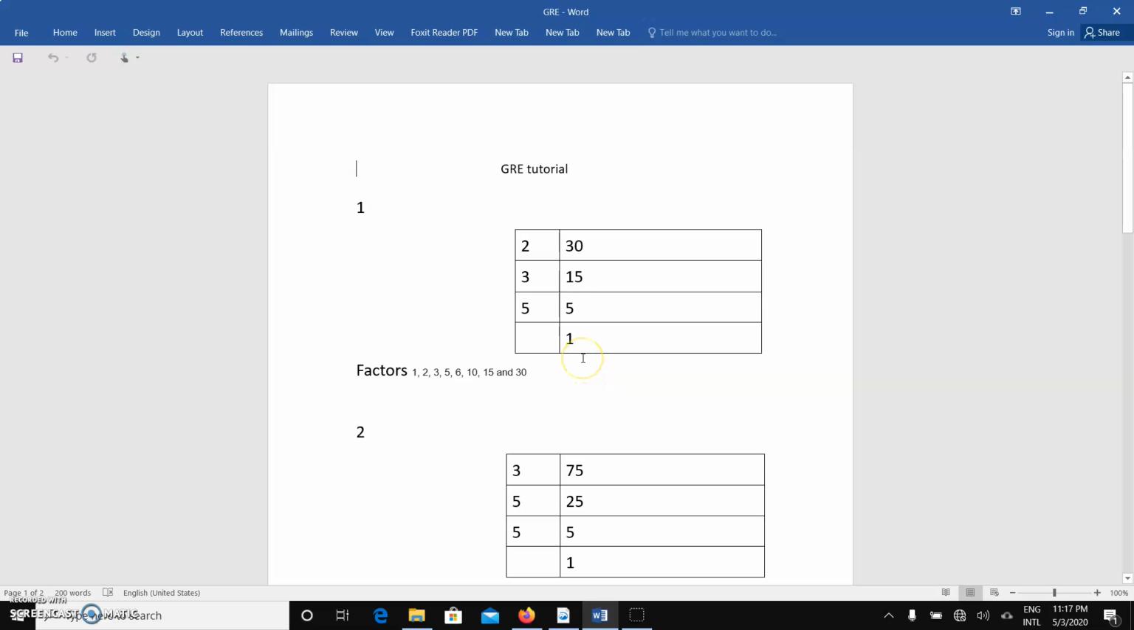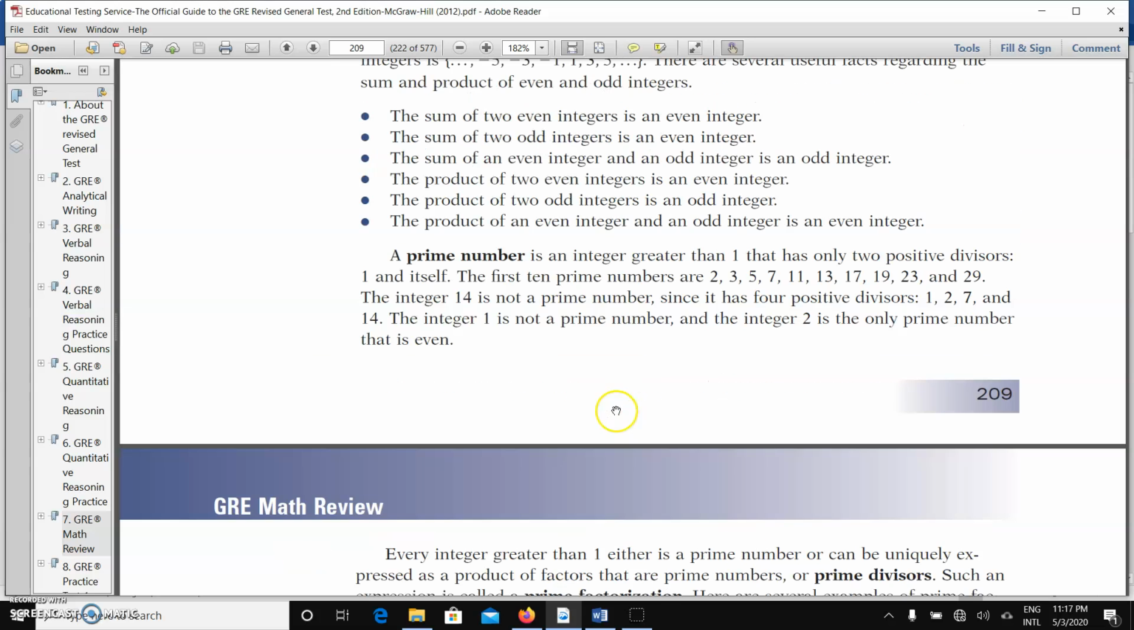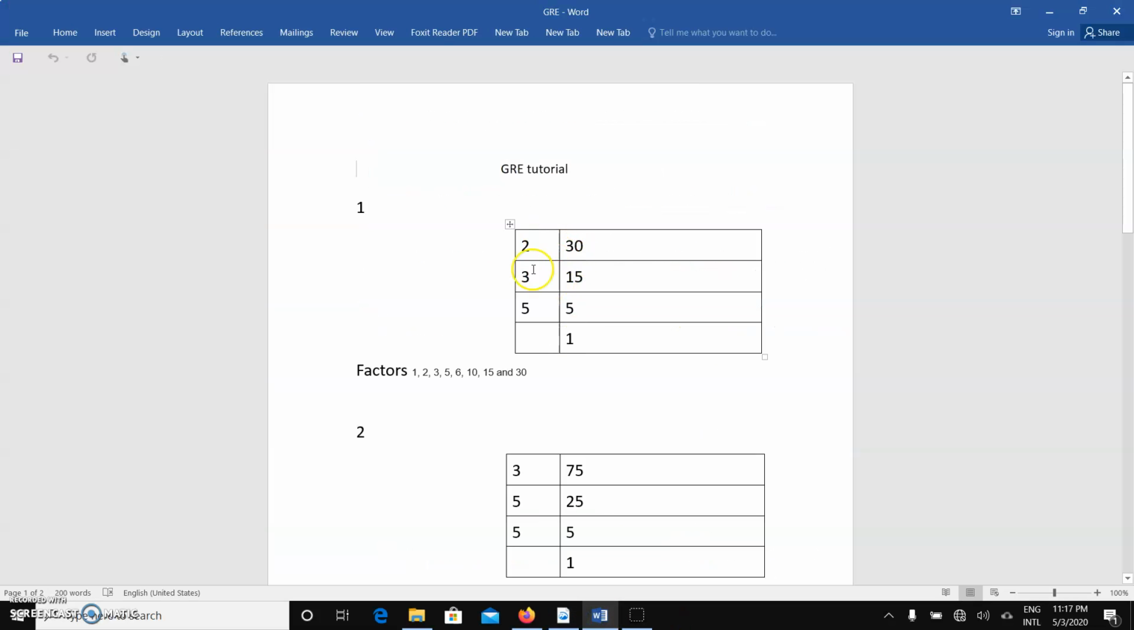And okay, 1 is not a prime number. I think I didn't mention that. 1 is not a prime number. So 1 is never a prime number. Prime numbers start from 2: 2, 3, 5. A lot of people make that mistake. Prime numbers do not start with 1. So if you're supposed to look for the prime factors now, it will be 2, 3, 5.